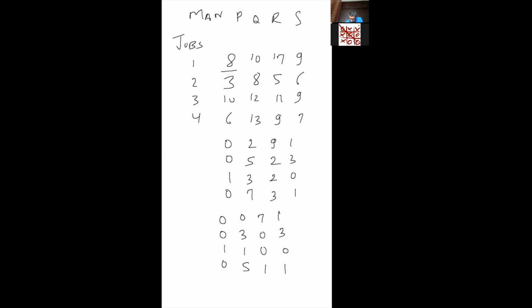So first row we can cover like this, second row we can cover like this, third row we can cover like this, fourth row we can cover like this. So in this case, all the zeros are covered. And how many rows did we take? We took 4 rows, right?